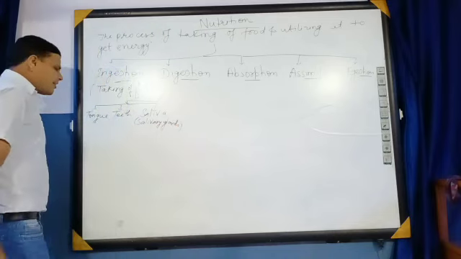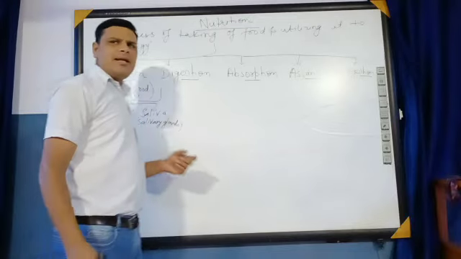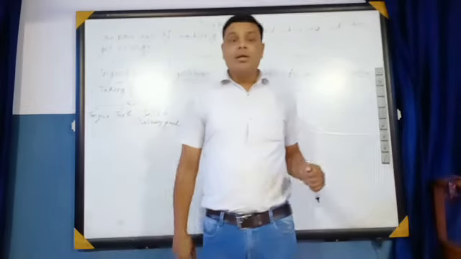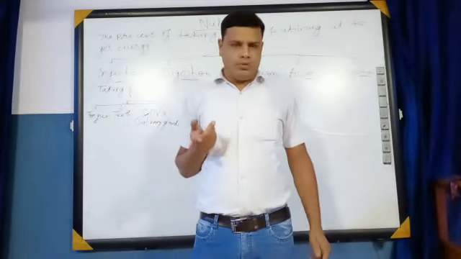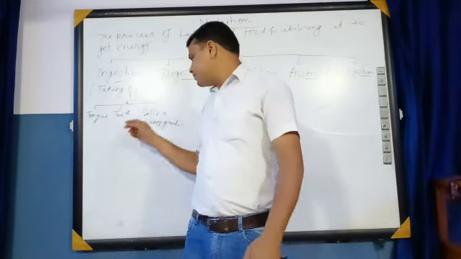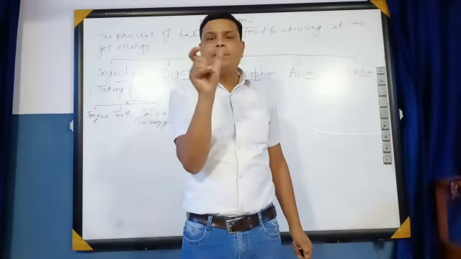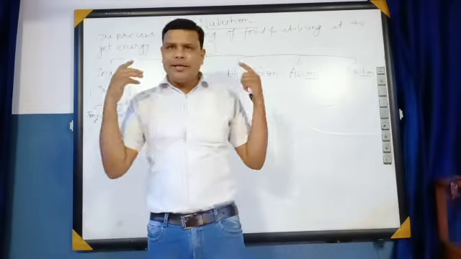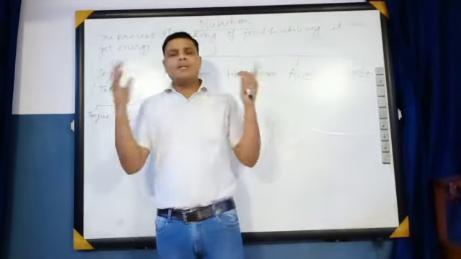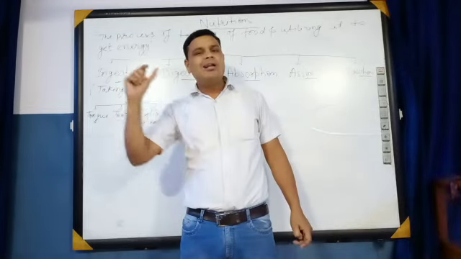Now, what are the functions of tongue, teeth and saliva in the process of digestion? First, tongue. Tongue is used to rotate the food in the mouth. Teeth is used to make the food into smaller pieces, because our body cannot digest the big pieces of food. So with the help of teeth, we make that food into small parts.